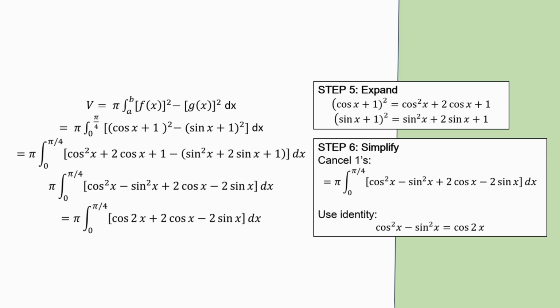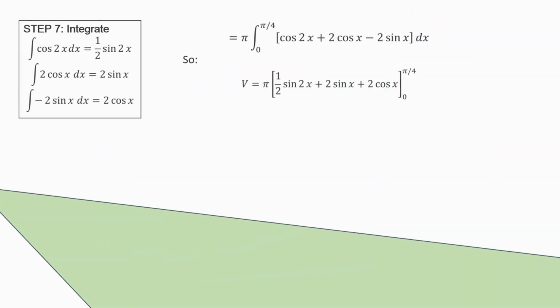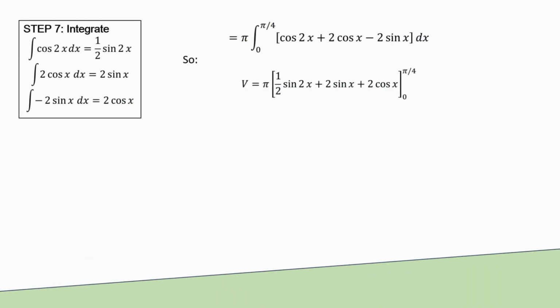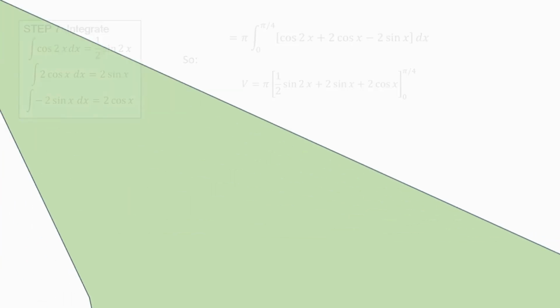We simplify them, canceling the ones. We get cosine squared x minus sine squared x plus 2 cosine x minus 2 sine x. Then we use the identity cosine squared x minus sine squared x equals cosine 2x. This becomes cosine 2x plus 2 cosine x minus 2 sine x dx. Now we integrate them term by term to find the antiderivative. The integral of cosine 2x dx is 1/2 sine 2x. The integral of 2 cosine x dx is 2 sine x. And the integral of negative 2 sine x dx is 2 cosine x.